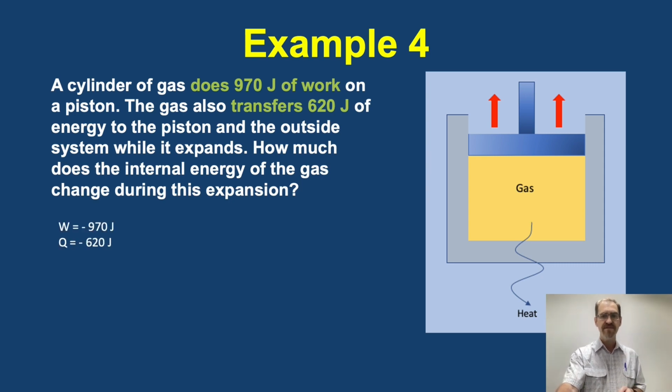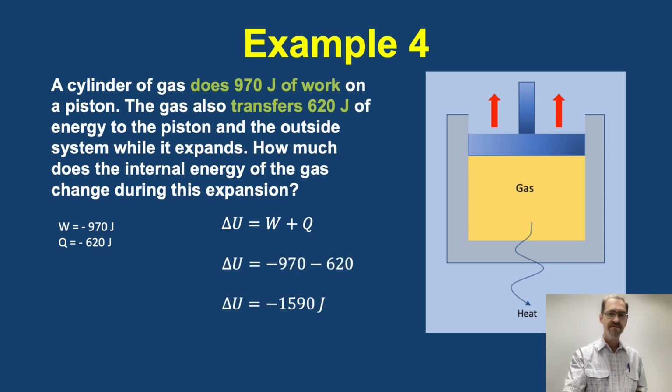We list our givens, declare our equation, plug in our values, and we've got the answer. The change in the internal energy of our system is negative 1,590 joules.